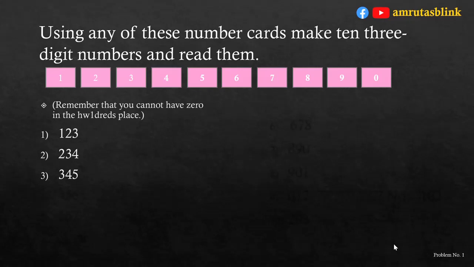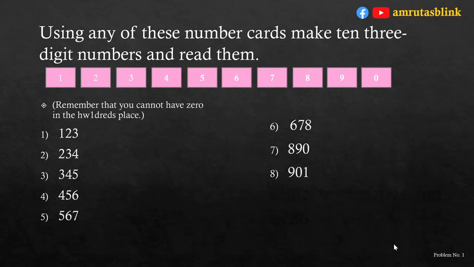Similarly we can create 4, 5, 6, then 5, 6, 7, then 6, 7, 8, then 7, 8, 9, then 8, 9, 0. Now for 9 and 0, we need to have one more card, so we will again start from the first card. So 9, 0 and 1.